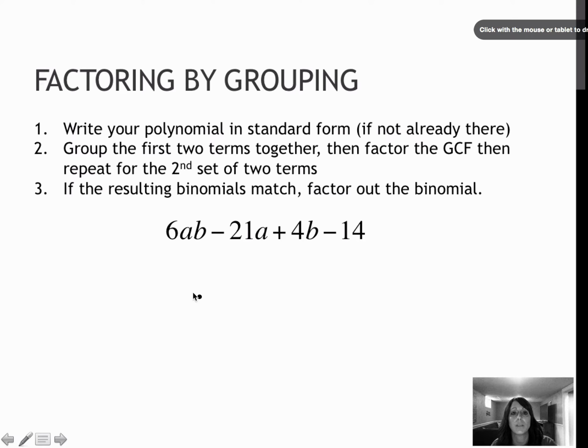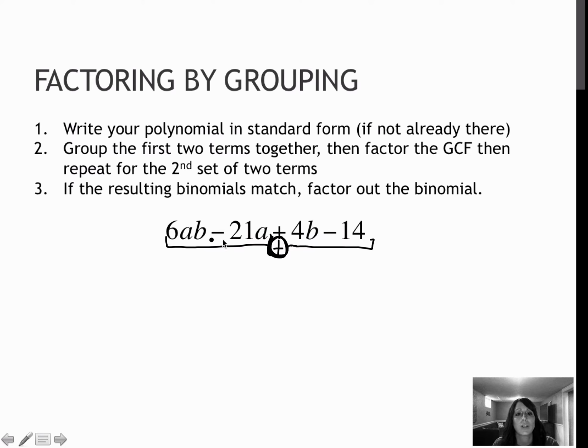I'm going to start by making sure it's in standard form. Now, on this one, it already sort of is in standard form. It's kind of tough to figure out a standard form for questions like this. But I'm going to look at these two together plus these two together. Okay, so I'm including the plus in this second set. And I'm going to make a point of that because this is the most common mistake I see people make.